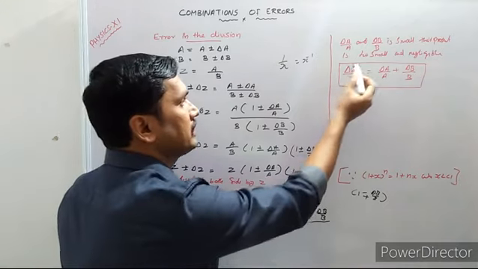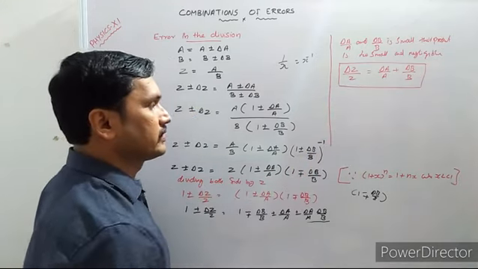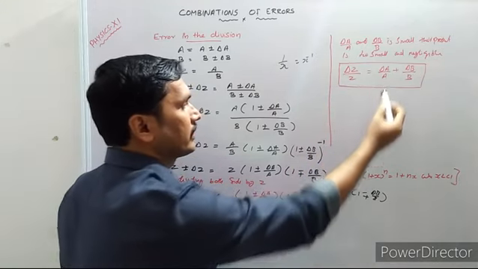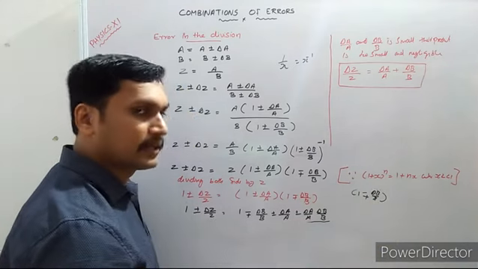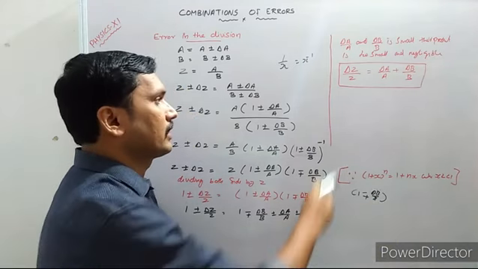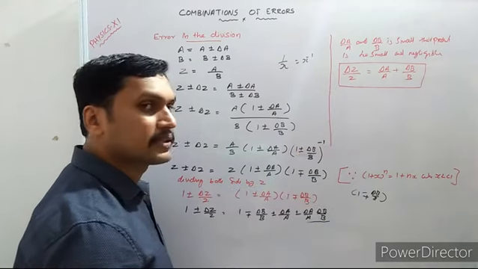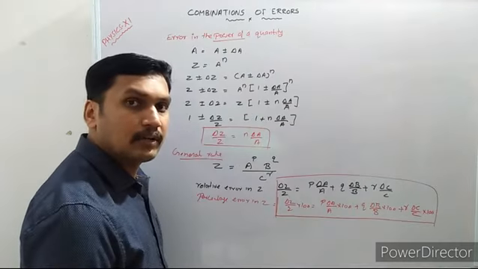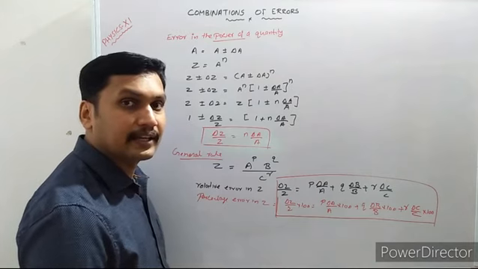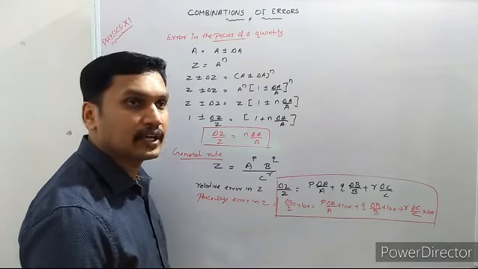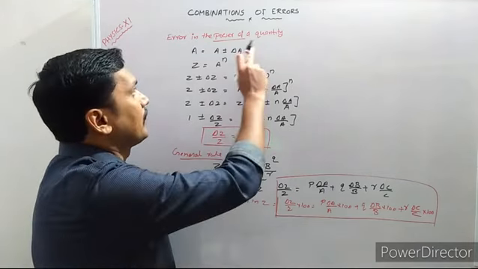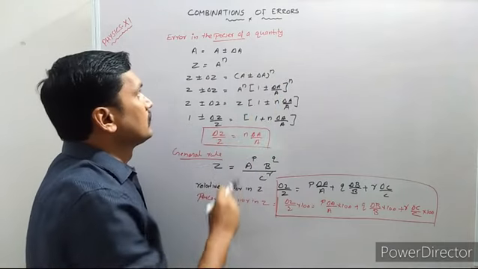That is, the relative error in the final result is equal to the relative error in A plus relative error in B. The relative error in Z is equal to relative error in A plus relative error in B. Now let us see what is the error in the power of a physical quantity.